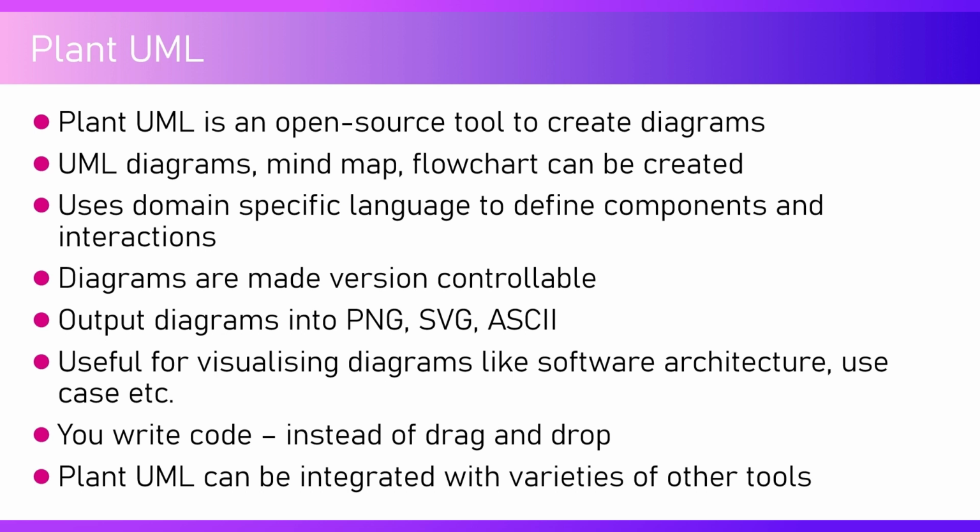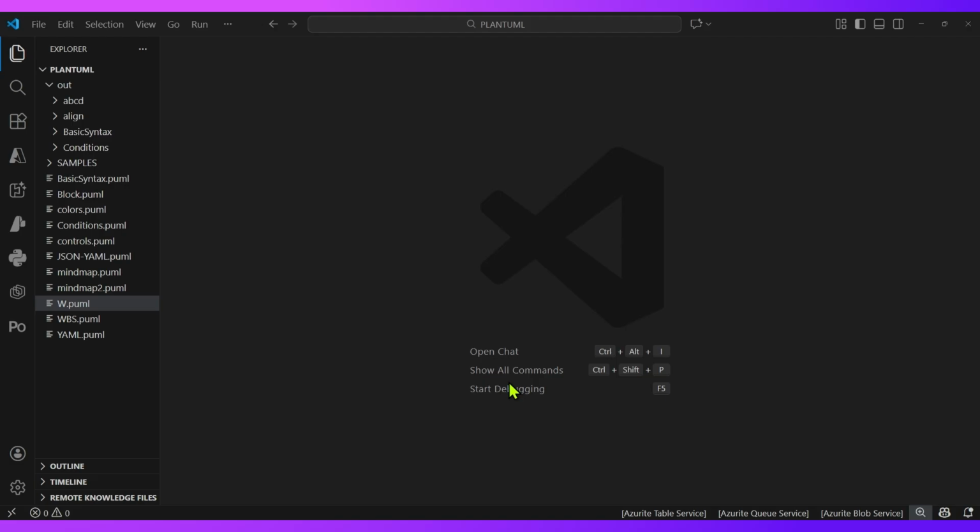Diagrams are made version controllable. You can output the diagrams into PNG, SVG, and other formats. It is useful for visualizing diagrams like software architecture. You can write the code instead of doing a drag and drop using the visual editor. So PlantUML is all about generating the code and then generating that diagram.